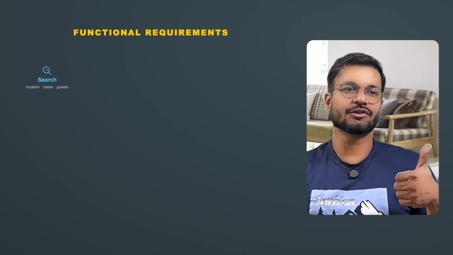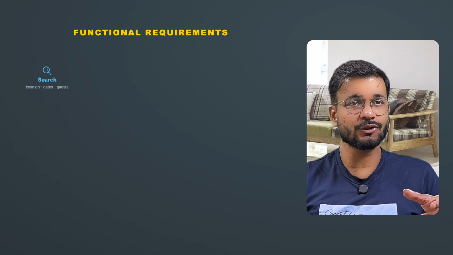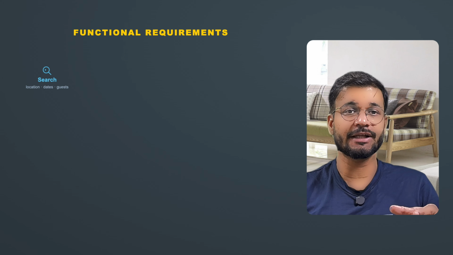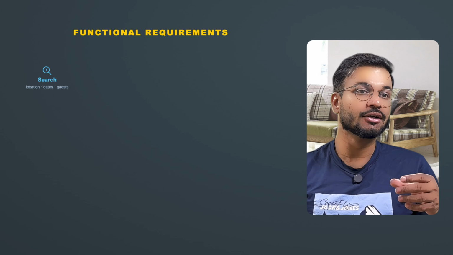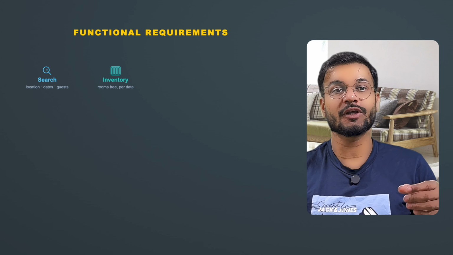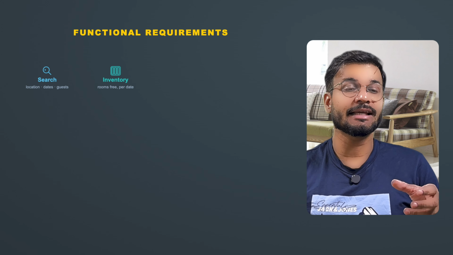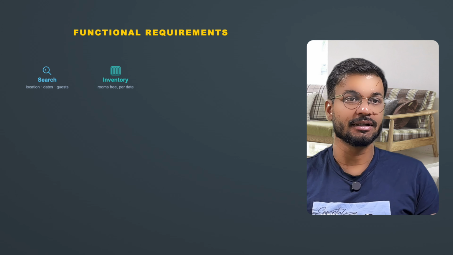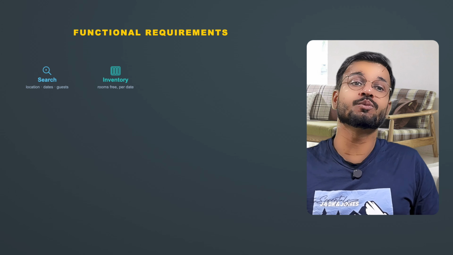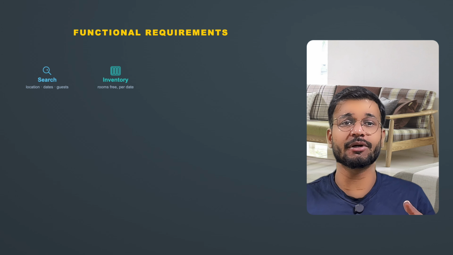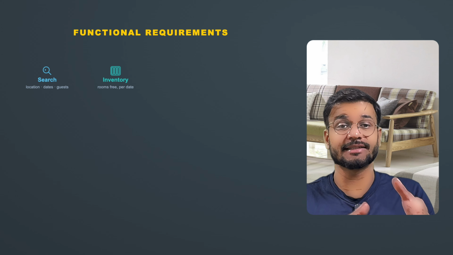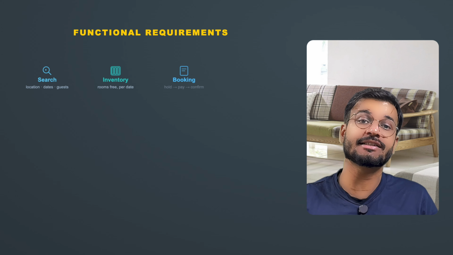First is search. Users need to search for hotels by location, date range, number of guests, and filters like price, star rating, amenities. Search needs to be fast. We're talking about sub-second. Second is inventory management. The system must know which rooms are available for which dates. This is not trivial. A hotel has multiple room types. Each room type has a count, and the availability changes by the minute.